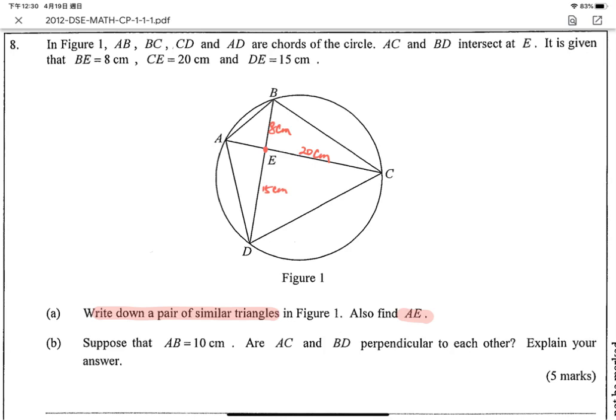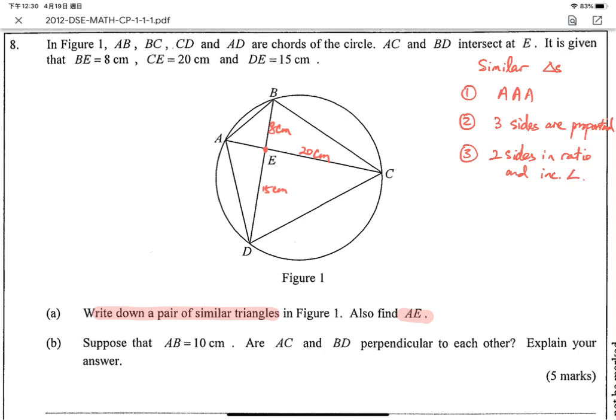First of all, we need to revise similar triangles. We need to know there are 3 ways: angle, angle, angle; the second is 3 sides proportional; and the third is 2 sides in ratio and the included angle. So there are three ways to prove 2 triangles are similar. Most of the time, you will just apply the first one or the second one. Then you can prove 2 triangles are similar.